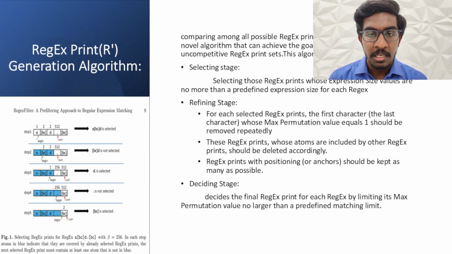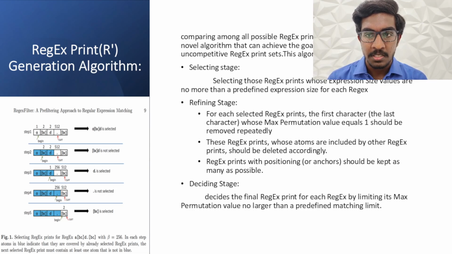There are actually three main steps, which are the selecting stage, refining stage, and the deciding stage. These three stages are too complex, so I have given them in a simple form. The selecting stage is selecting the regex prints whose expression size values are no more than a predefined expression size for each regex. So it means that it can be a clean closure.